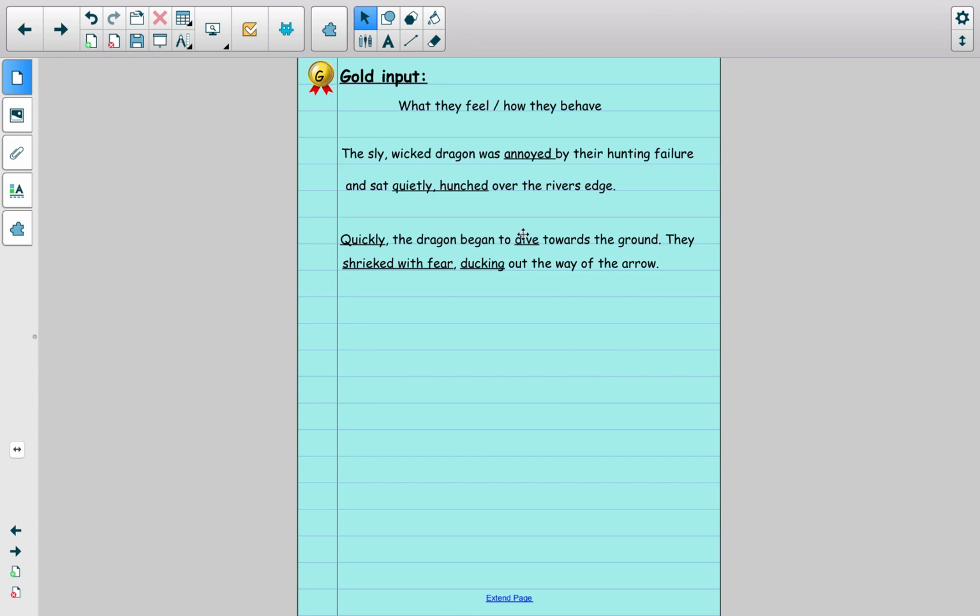So we can see that the word annoyed is underlined, which reveals to the reader that the dragon is not very happy. Something has happened that has made him feel a little bit sad and irritable. We have also underlined quietly hunched, which doesn't tell us how the dragon is feeling, but it does imply how he is feeling at the same time.